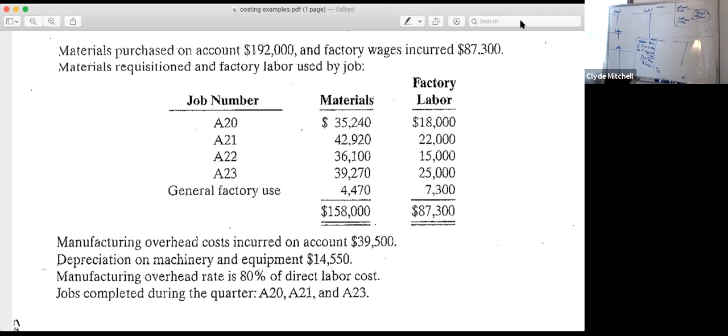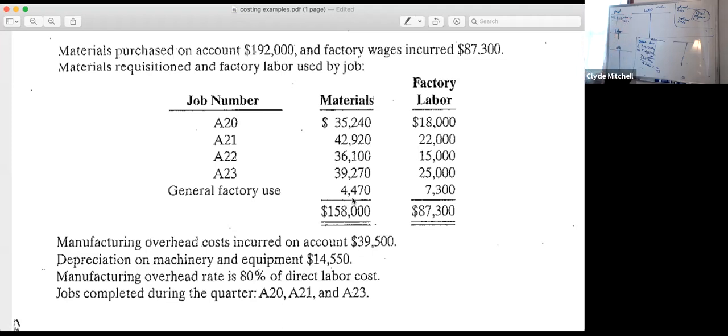So in this particular case, they know the total materials purchased is 192,000. So that's going to go into the materials account. We know that 158,000 have been allocated out. That 158,000 will consist of some direct amounts, which are going to go to the work in progress, and the indirect amounts, which is for general factory use, it's just cleaning materials, which is 4.47.